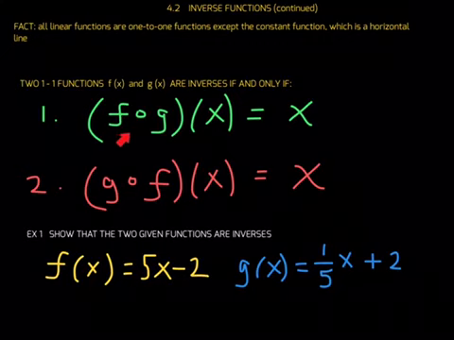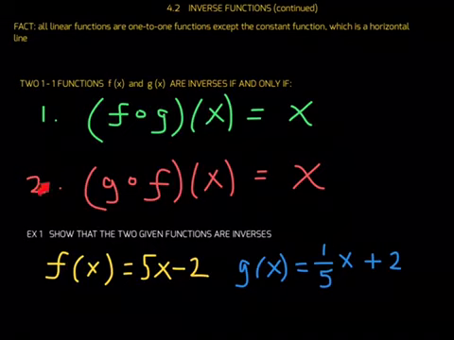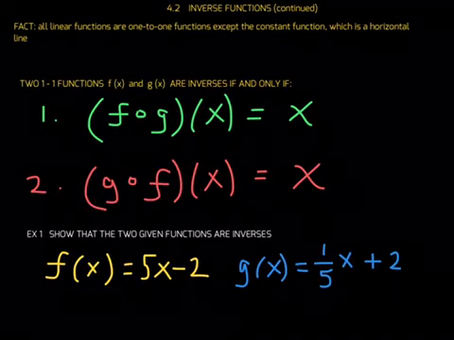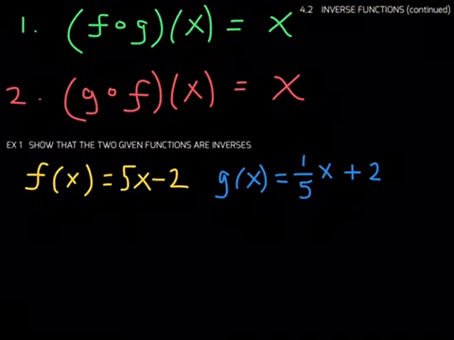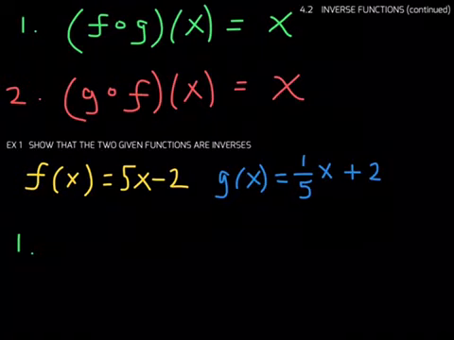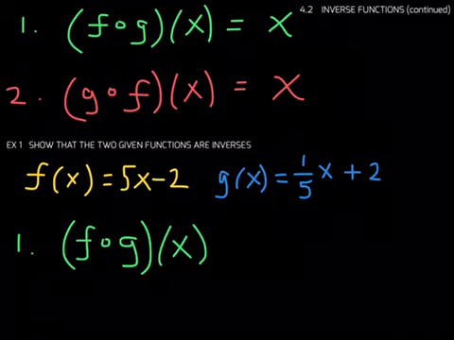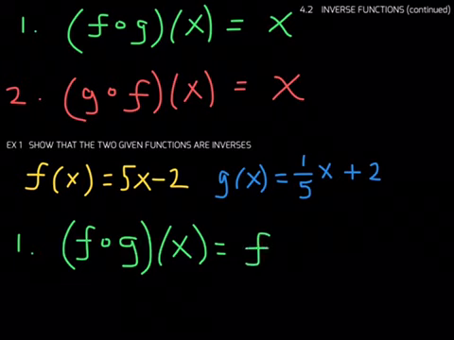So let's go with condition number 1. Let's try to show that f composed with g at x is equal to x, okay? Now, keep in mind, both of these statements must be satisfied in order for f and g to be indeed inverses. All right, let's go for it. I'll label it number 1. We want to inspect what f composed with g at x is equal to. By definition, we all know by now that f composed with g at x means f of g of x, right? We talked about that in an earlier lesson.